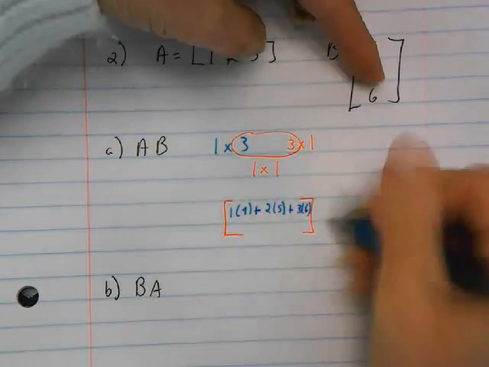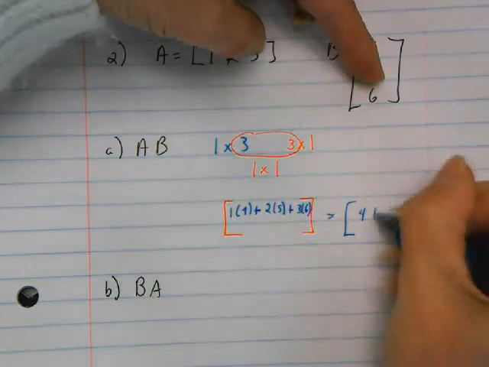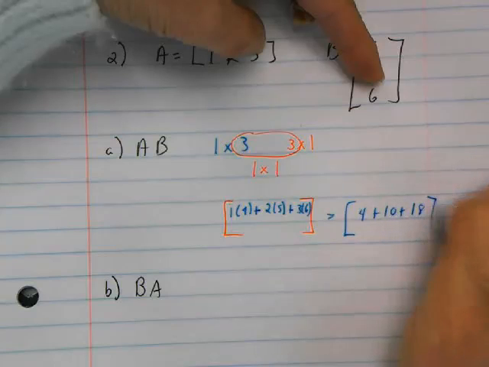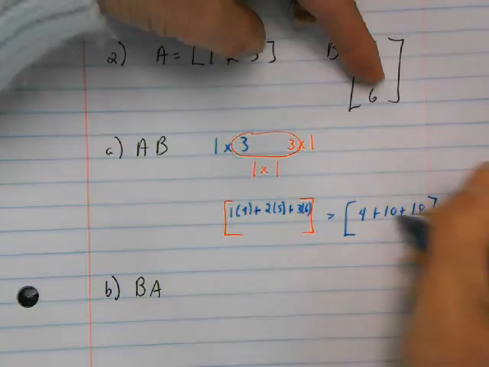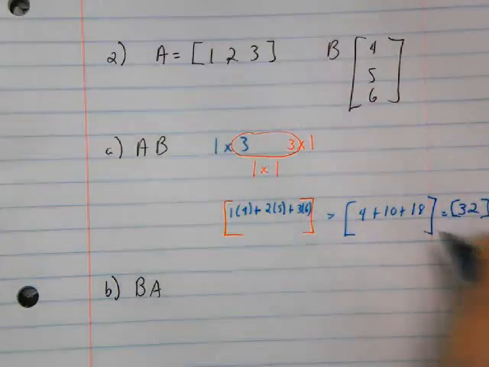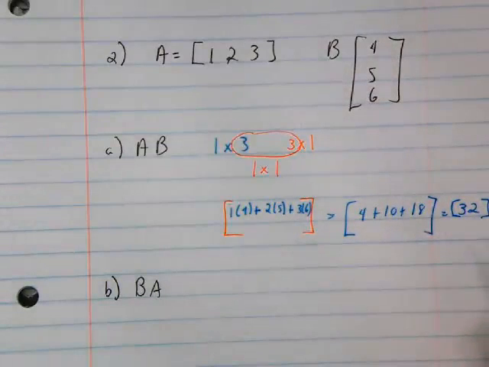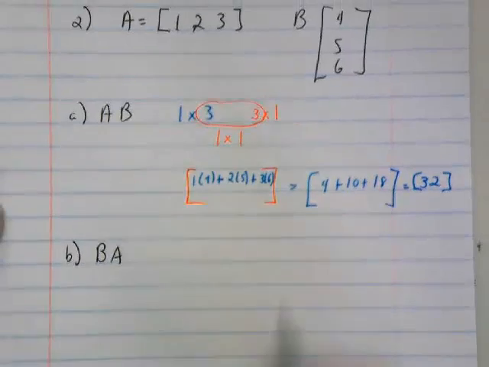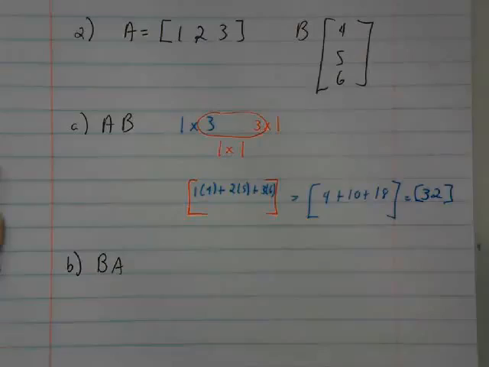Alright, so let's end by trying to do B times A. First, let's make sure it'll work. So B is a 3 by 1. A is a 1 by 3. Are those the same? Yes. So I'm going to be able to multiply, and I'm going to end up with a 3 by 3.